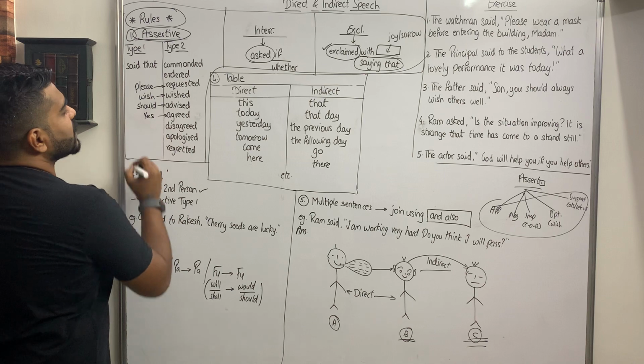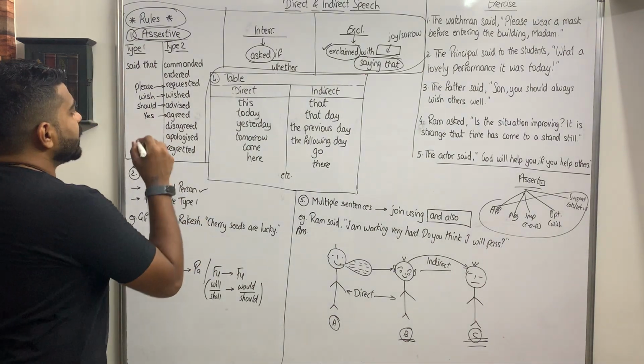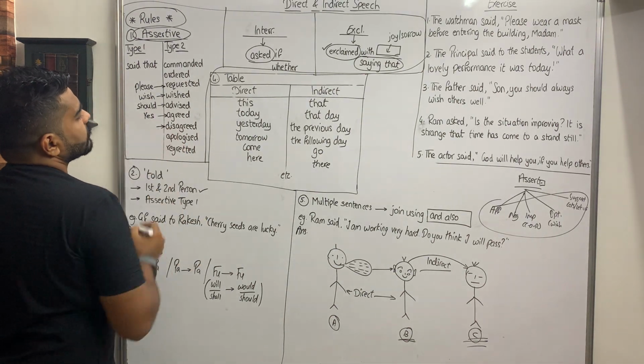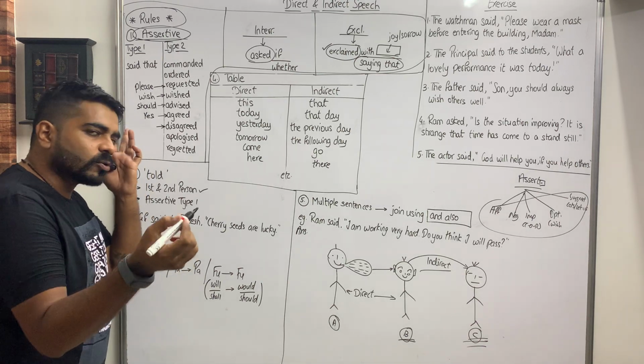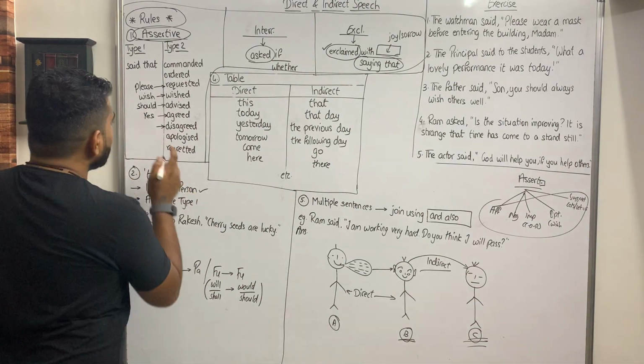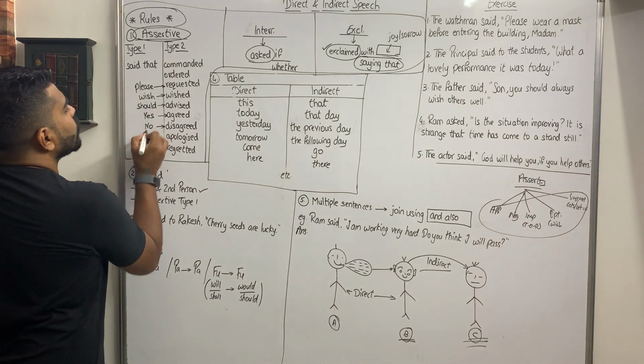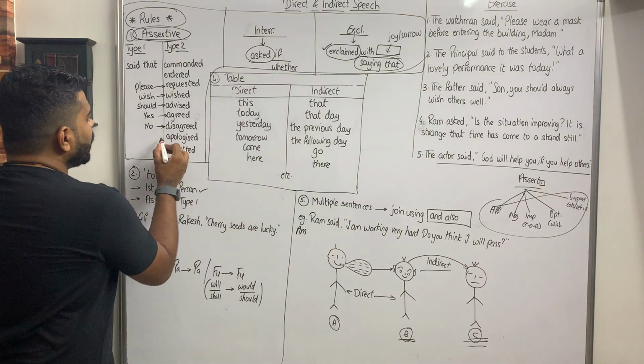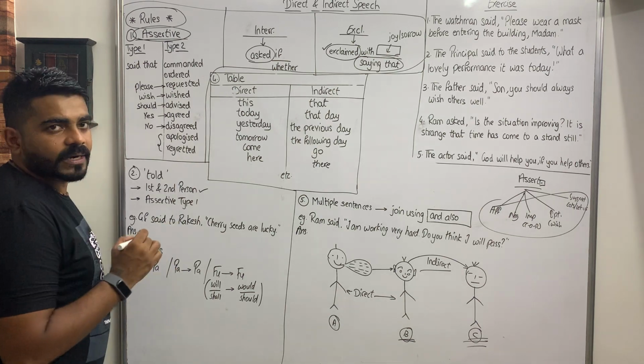If the word yes is given to you, disagreed कभी आएगा. That's the reason I am taking this 1 second, 2 second pause, so that you get time to pause the video. ये सब में disagreed है. जभी no आएगा तभी. When will you use apologized or regretted?